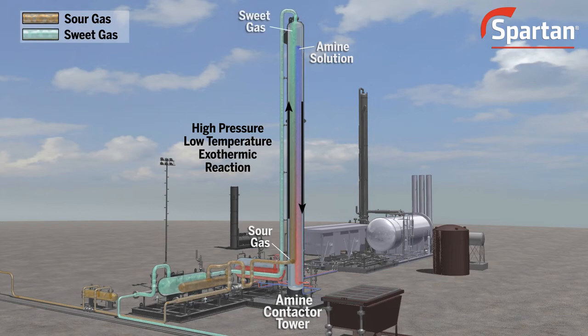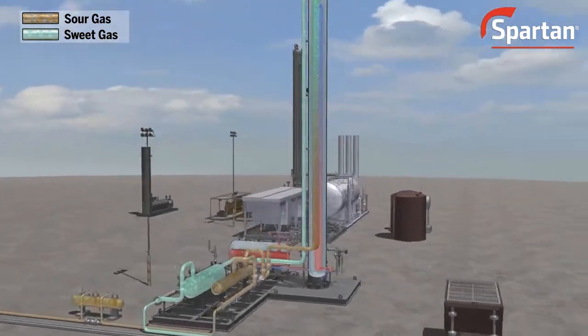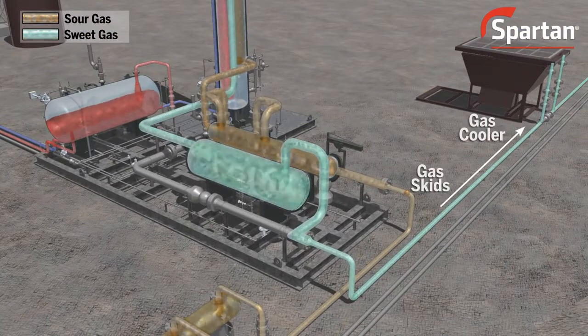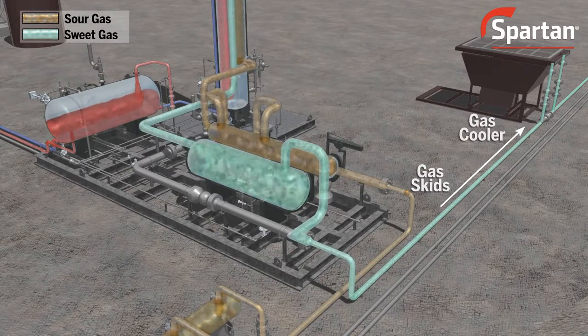The treated or sweet natural gas flows out of the top of the contactor tower to an after scrubber, where any liquid picked up by the gas in the amine contactor drops out. After the gas leaves the gas skid, it then enters a gas cooler. When necessary, a dehydration system using triethylene glycol can be utilized to remove H2O from the saturated gas. The sweet gas now meets the customer's requirements.